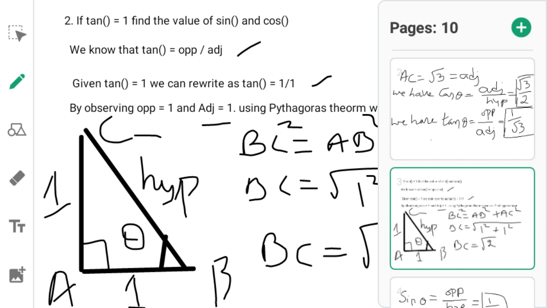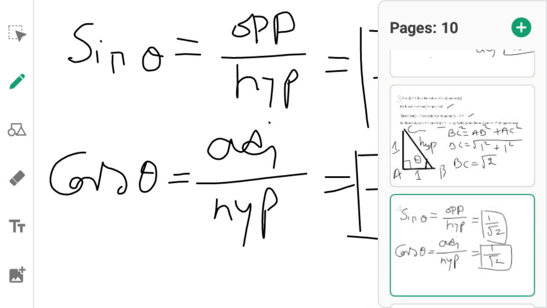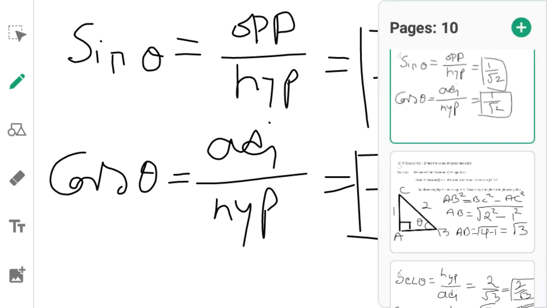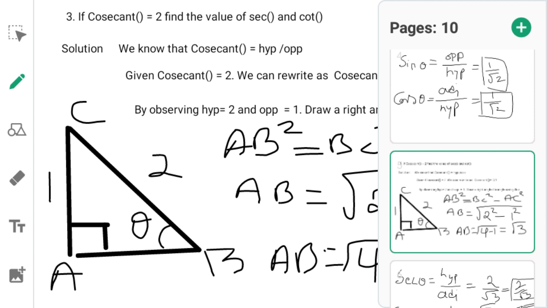Here we are asked to find out sin theta and cos theta. So sin theta, as we know, equals opposite by hypotenuse. By observing the diagram, we find opposite 1 and we have calculated the hypotenuse, it is root 2. So sin theta equals 1 by root 2 and cos theta equals adjacent by hypotenuse, which is the same, 1 by root 2. We have to note here that when tan theta is 1, both sin theta and cos theta are equal, that is 1 by root 2. This is one important point to understand here. Similarly, we can find some other solutions also.